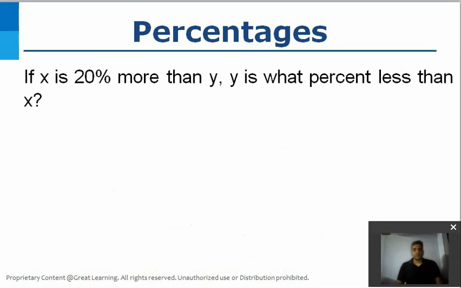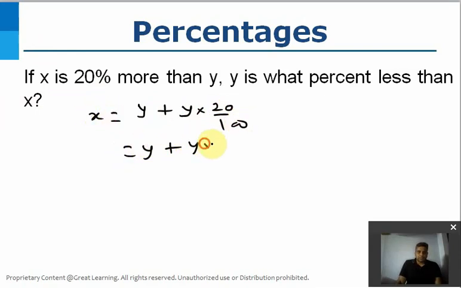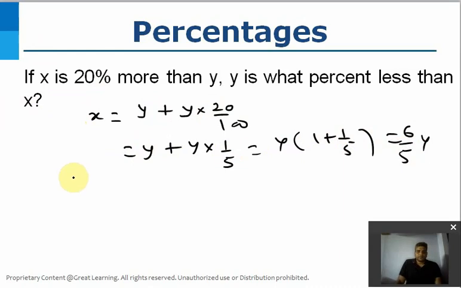Now this is a very important concept: if x is 20% more than y, then y is what percent less than x? Similarly, as we have done in earlier questions, x is 20% more than y. So y plus 20% of y is nothing but x. So y plus y into 1 by 5 is x. Y common, 1 plus 1 by 5. So 6 by 5 into y is the x part here. So y is what percent less than x? Y is nothing but 5 by 6 into x, right?